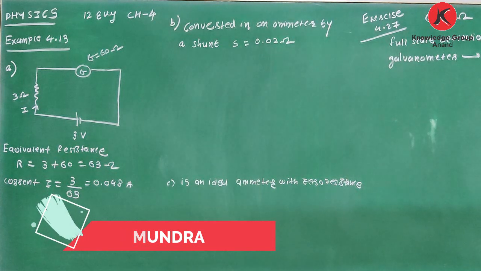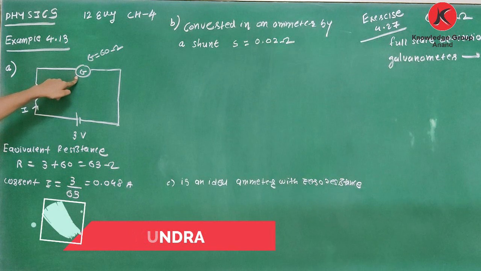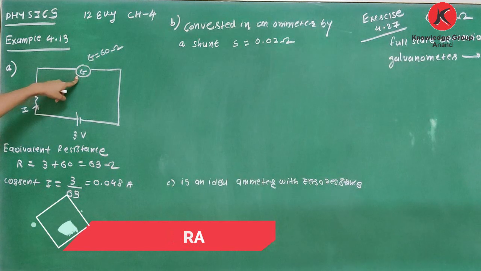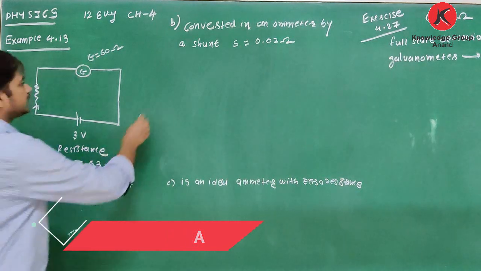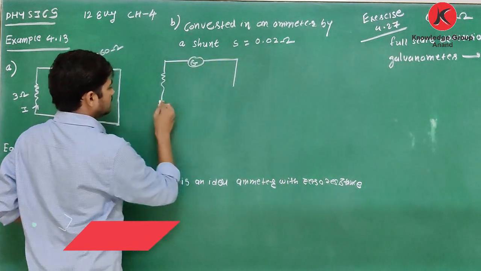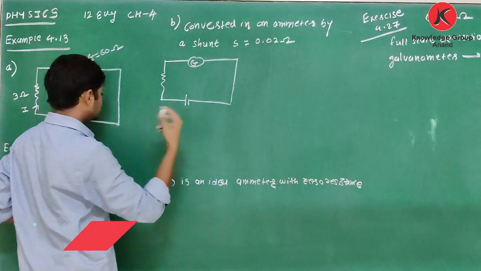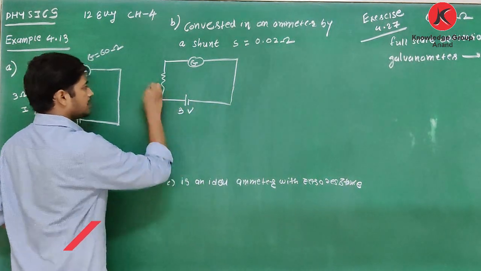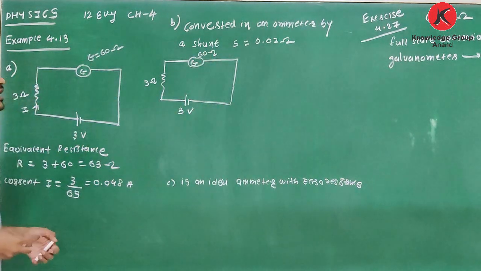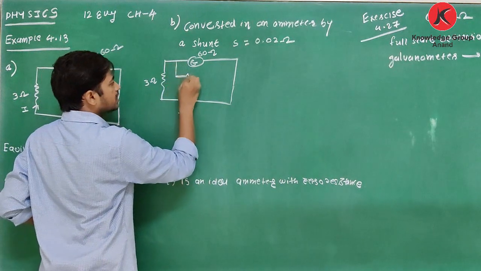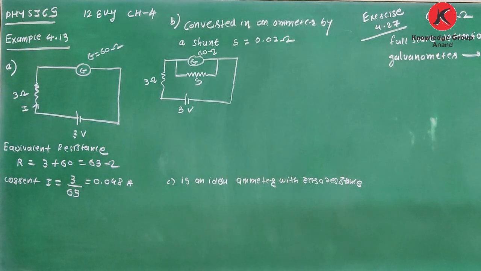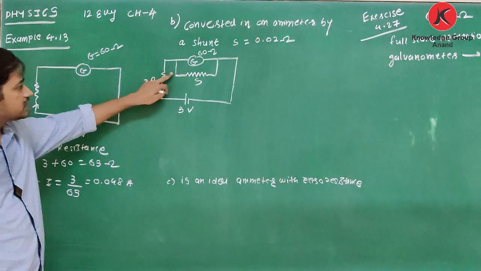Now, what is question B? If this galvanometer is converted into an ammeter by a shunt S equal to 0.02 ohm. So what is the meaning of this? See, here is the circuit: the galvanometer, the cell of 3 volt, 3 ohm, and 60 ohm. Converted into an ammeter by a shunt means that to convert it into an ammeter you have to connect a shunt in parallel to it. Clear about this? Do you understand this figure?